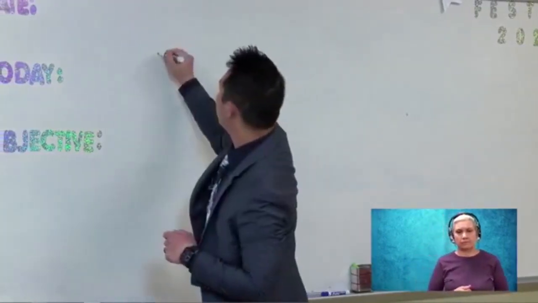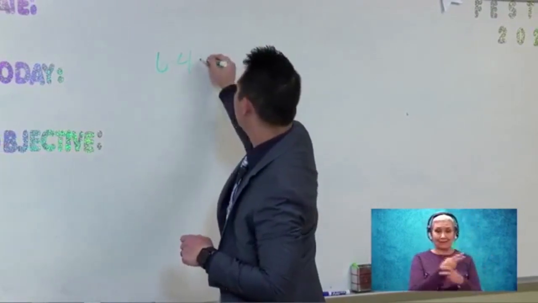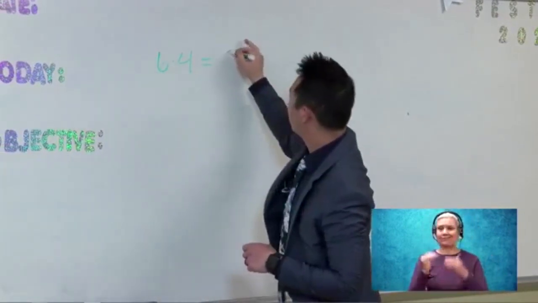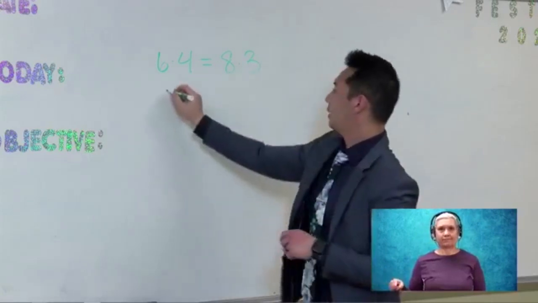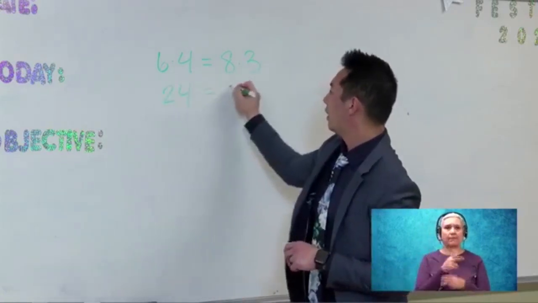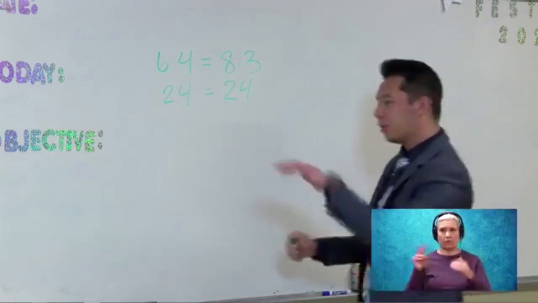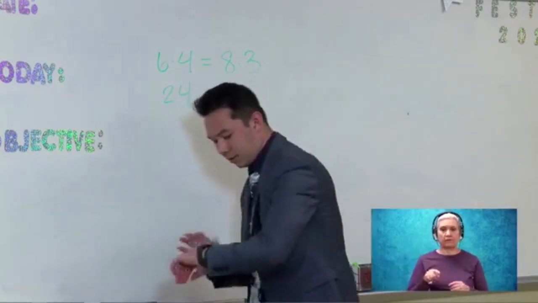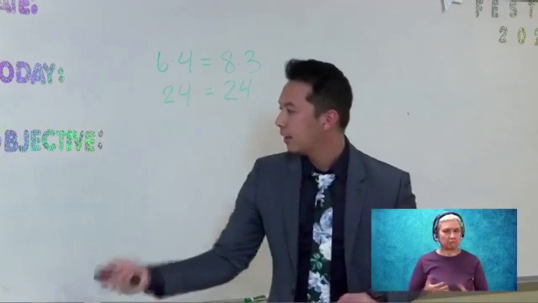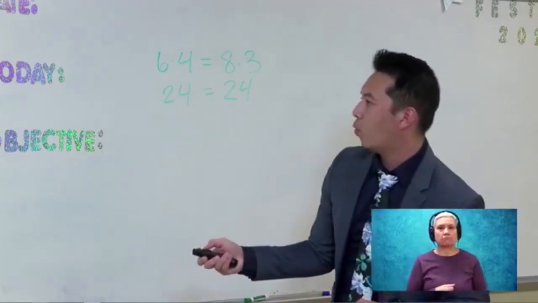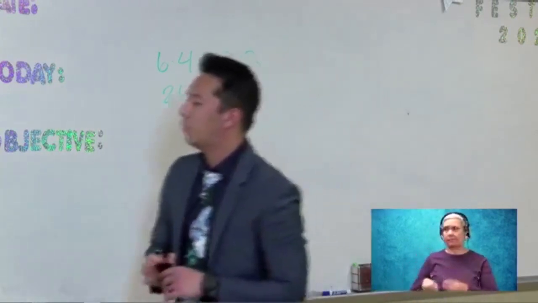And what we see is that 6 times 4 is equal to 8 times 3. This 24 is equal to 24. And that holds true in this particular area model, as well as, if we go back one slide, these two area models.